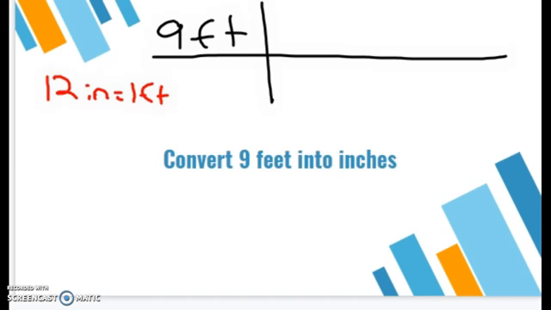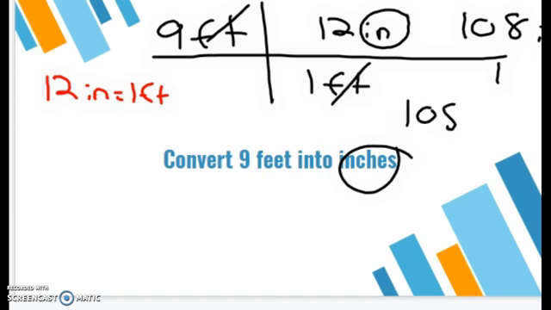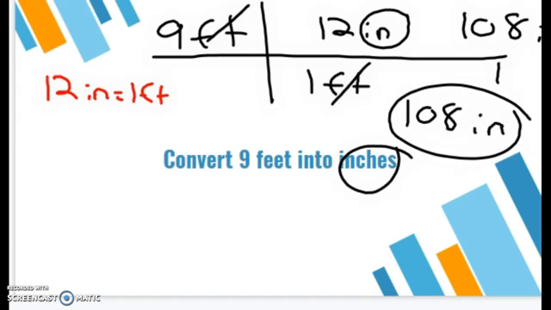So, if there are 12 inches in 1 foot, I want to put 1 foot down here and 12 inches on the top, just because I need the feet to cross out so that I'm left with inches, which is what I want to be left with. Now I'm going to multiply across on the top. 9 times 12 is 108. And on the bottom, I just have 1. So my answer would be 108 inches. Alright, moving on to the next one.